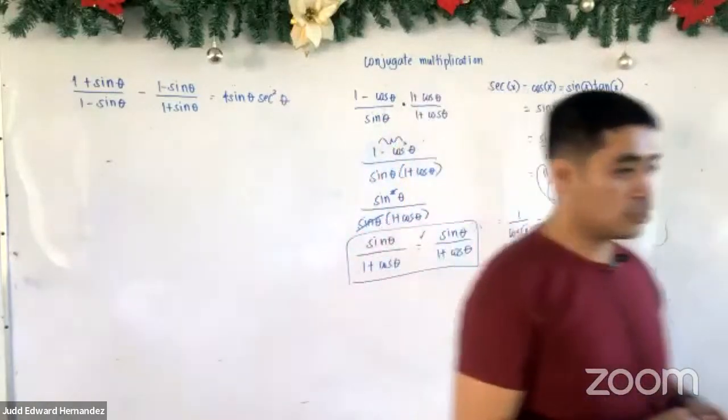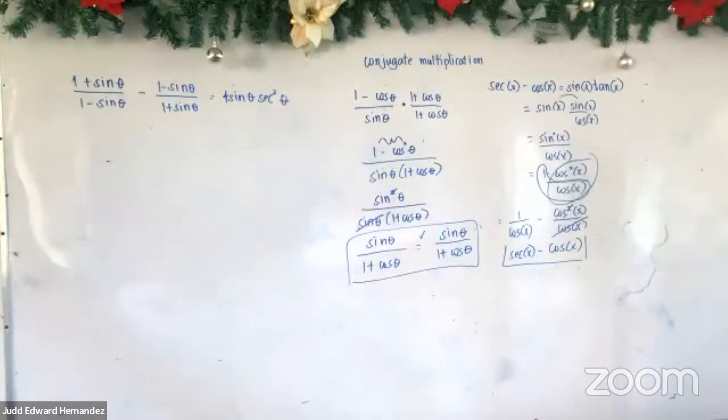Ayan, mas challenging. I'll be giving you 2 minutes to analyze. 1 plus sine theta over 1 minus sine theta minus 1 over sine theta all over 1 plus sine theta is equal to 4 sine theta secant squared theta.